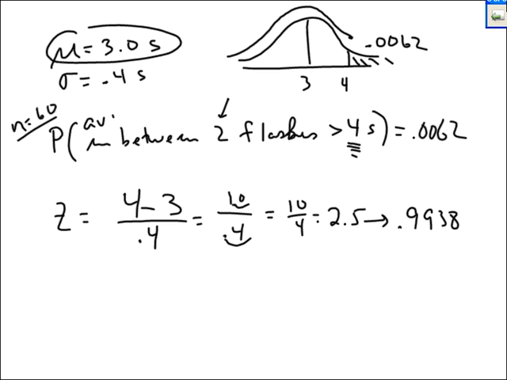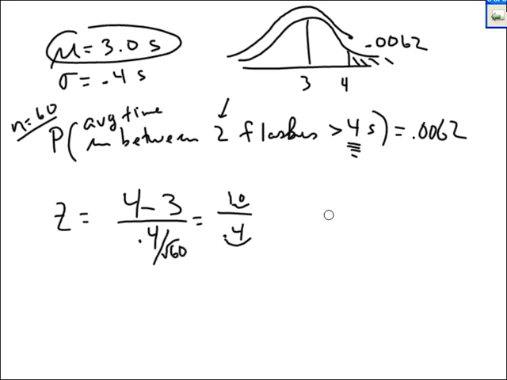And we want the average time in between two flashes to be bigger than 4 seconds. Well, now what we do is we divide by the square root of 60. And everything to the right is going to now be different. In fact, the only real difference, and it's a big difference, is that instead of having 1 over 0.4, we're going to multiply that by the square root of 60. And we know what 1 over 0.4 is. We just did it. It's 2.5.